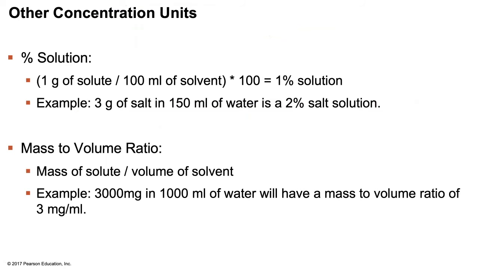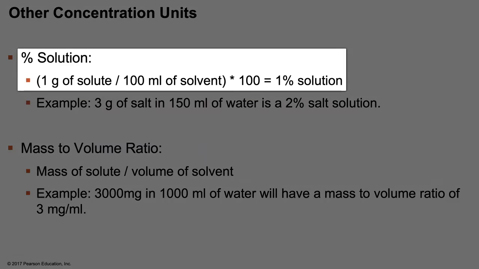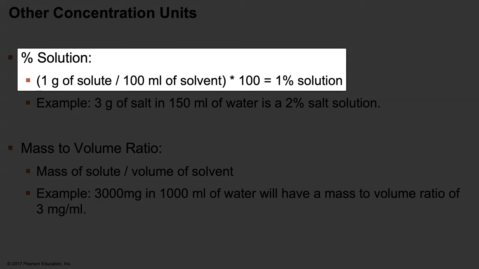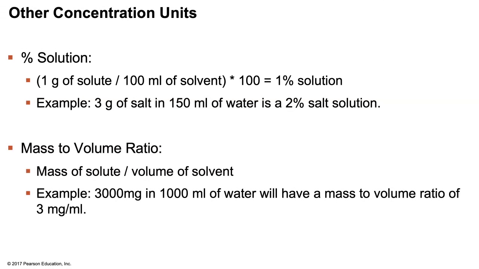There are 2 other ways to measure solution concentration. We have the percent solution and the mass to volume ratio. In a percent solution, it is always in grams of solute per milliliters of solvent times 100. So for example, what is the percent solution if you have 3 grams of salt in a 150 milliliter amount of water? 3 grams of salt divided by 150 mL times 100 equals 2. So this is a 2% salt solution.